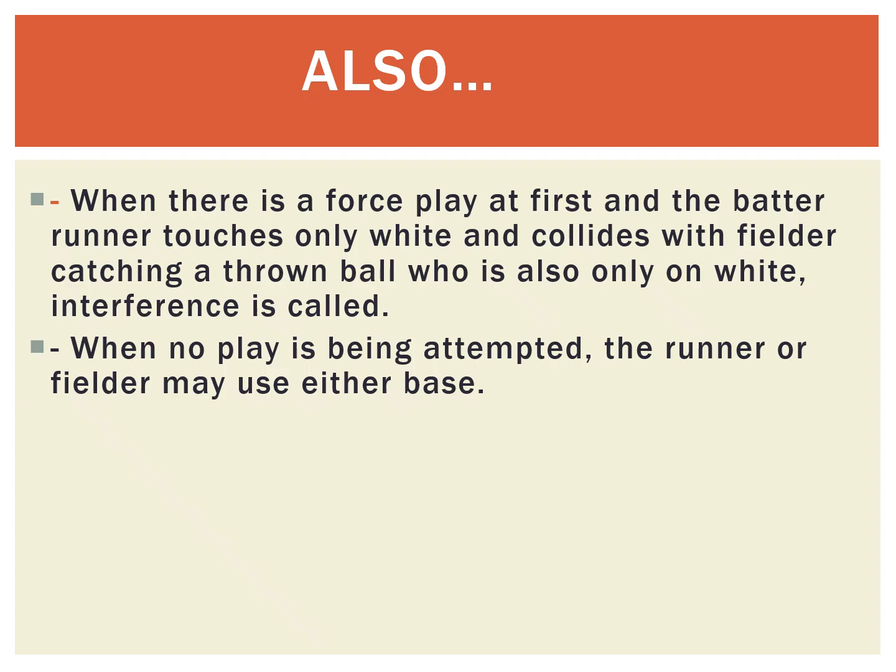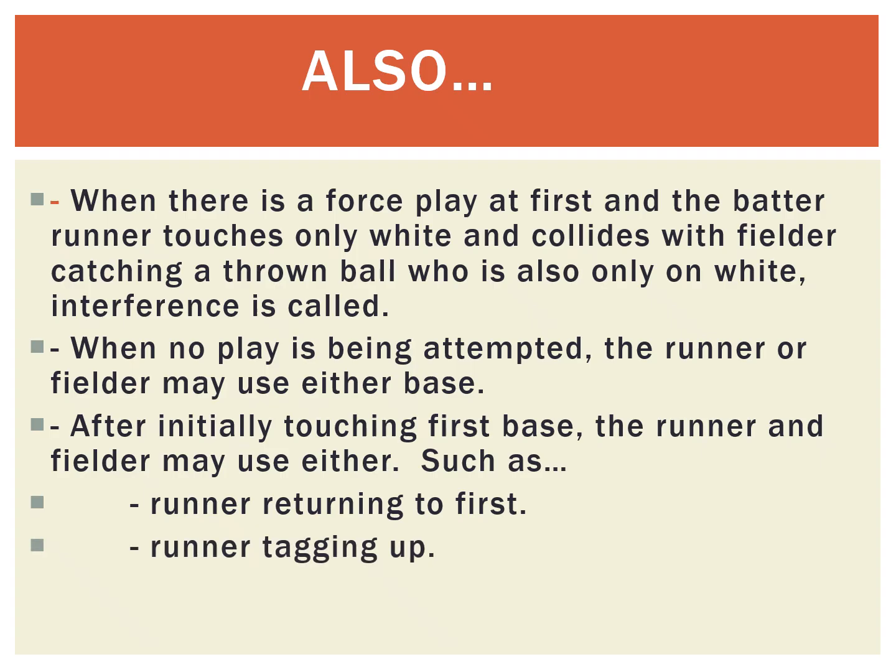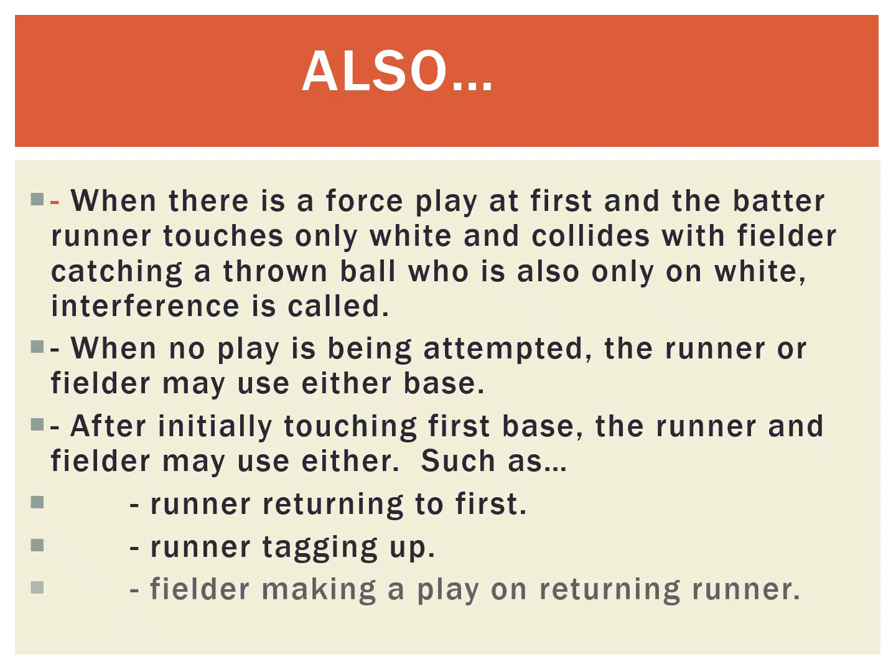When no play is being attempted, the runner or the fielder may use either base. After initially touching first base, the runner and the fielder may use either, such as a runner returning to first, a runner tagging up, a fielder making a play on a returning runner. In other words, the double bag becomes one large bag in these scenarios.